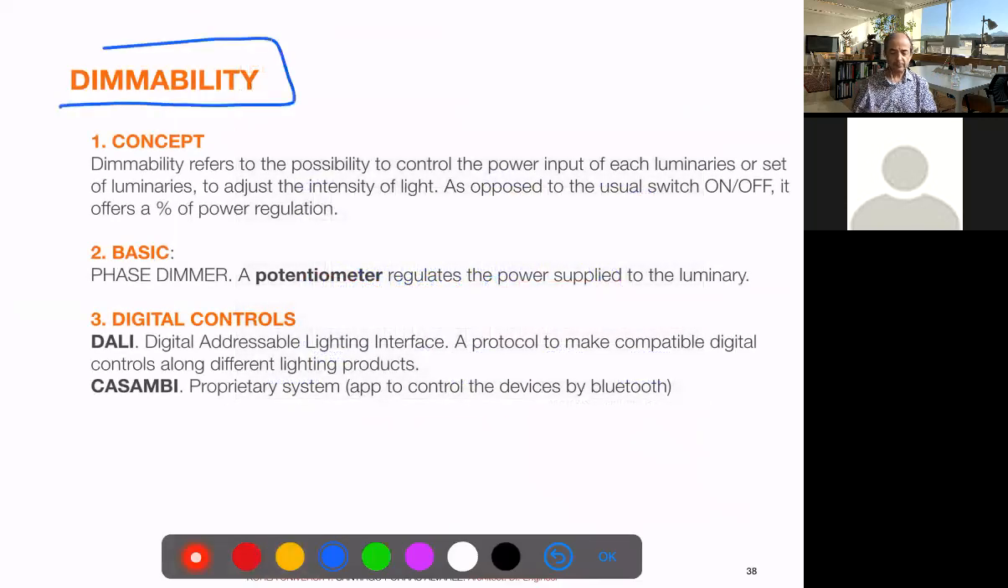Dimmability is just a way of use. So usually the switch is on or off, all or nothing, but the dimmer allows you to have different levels of lighting in the luminaires in the room. The same as you can turn up the brightness on your computer monitor or the volume on your radio, you can do that with light. And not all kinds of lamps can do it. Those that can have the dimmable label on them.